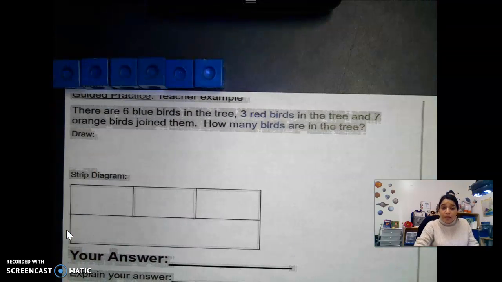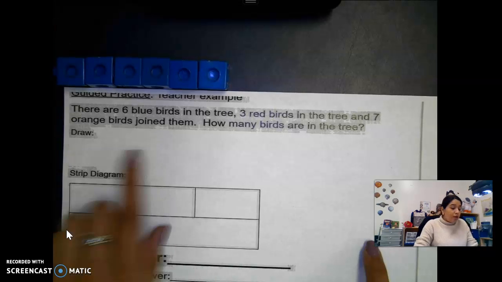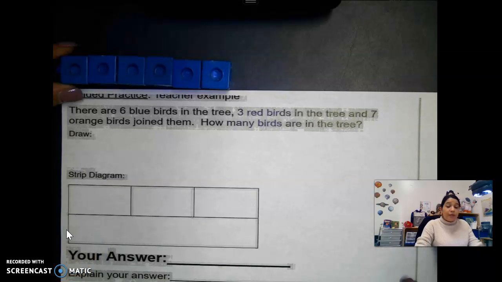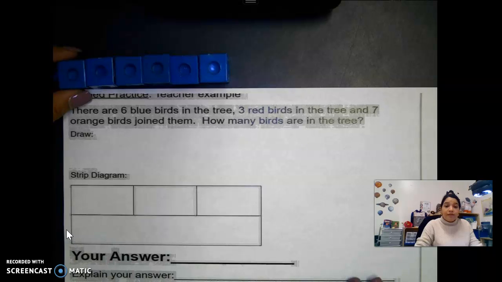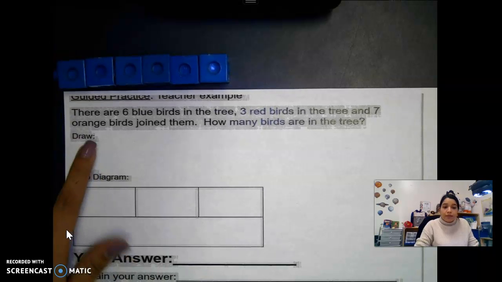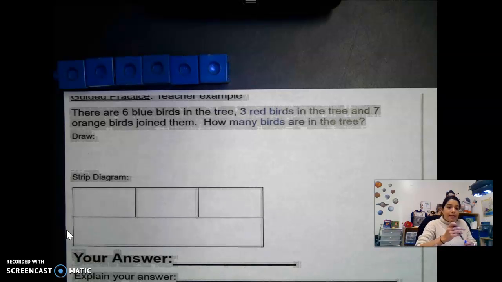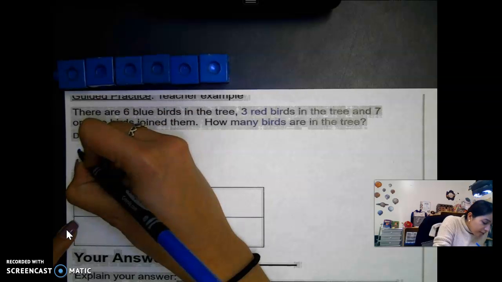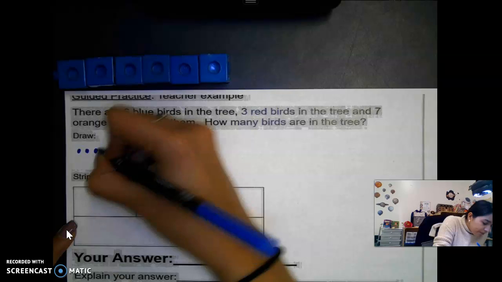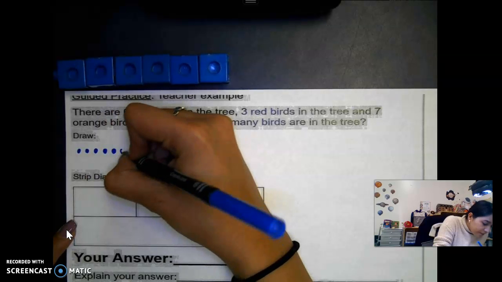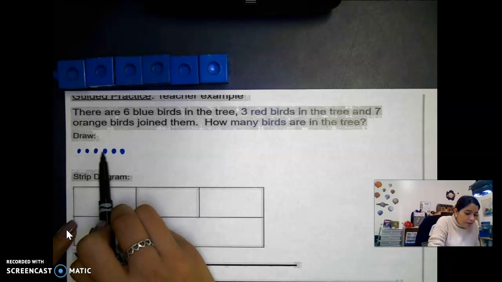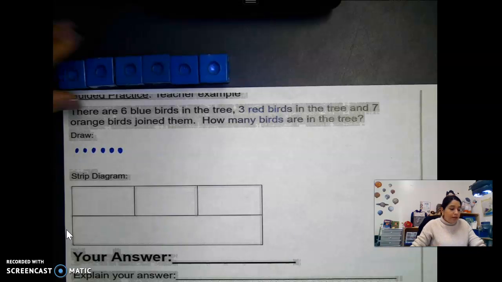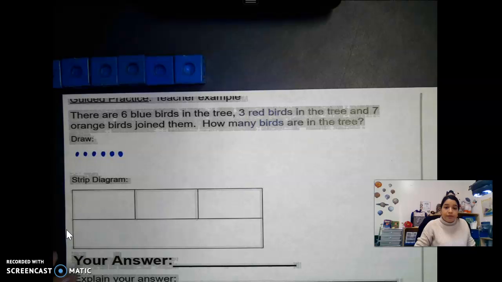If you don't have linking cubes, that's okay. You can just draw the dots. You can use beans, coins, anything that you can count with. We have 6 bluebirds right here. Where it says draw, I'm going to draw 6 dots. You can draw dots, you can draw tiny birds, but I'm just going to draw 6 dots. So 1, 2, 3, 4, 5, 6. So I have 6 bluebirds.